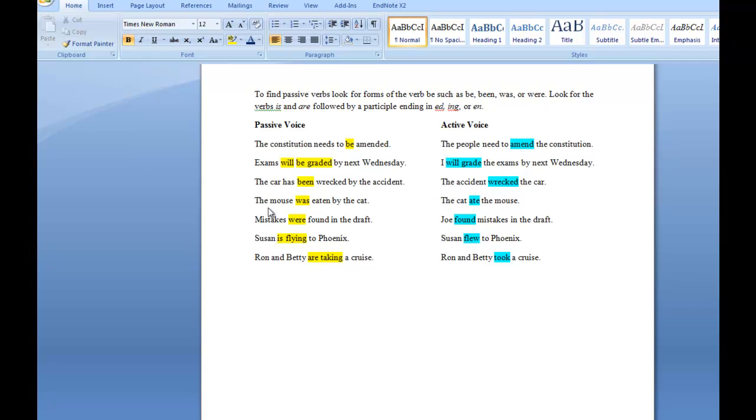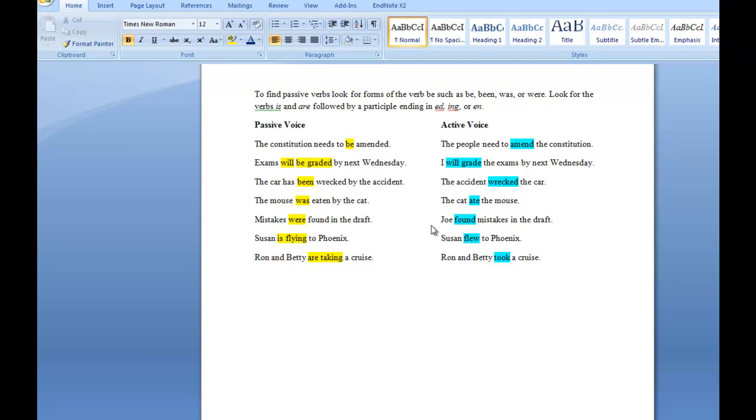Okay, let's look at another example. The mouse was eaten by the cat. That's a passive. We've got a form of be here. Was is a form of be. We can flip that around and say the cat ate the mouse. Okay, that's very direct. We know who the subject is and what the object was. The cat ate the mouse. Subject, verb, object. Very clear.